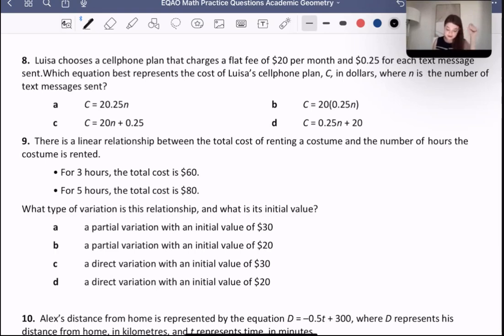Okay, so basically it's 0.25 times N, right, for the text messages sent, plus $20 just flat fee, a one-time fee, regardless of how many text messages she sends. So I would say D is the best answer because it has both parts here. It has 0.25 times the number of text messages plus $20, right? Plus $20 as the flat fee. Very good.